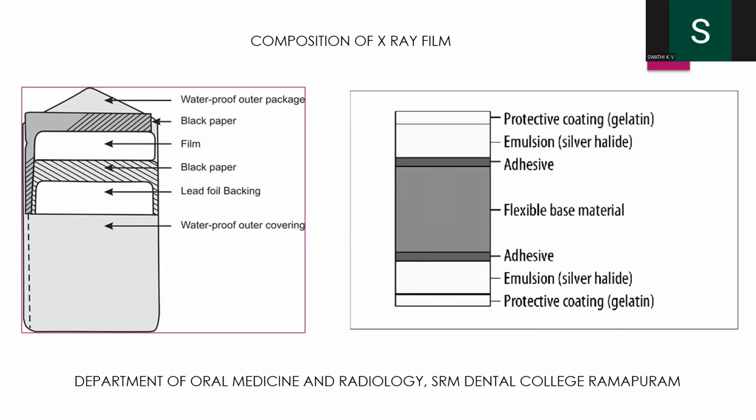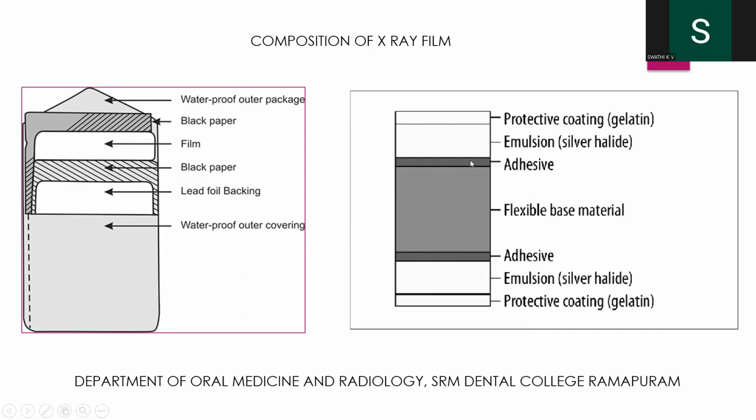So this is a schematic picture to show the composition of X-ray film. As you can see, the X-ray film has a waterproof outer package and contains a black paper. The film is placed inside. And again, the film is encased by black paper on both the outer and inner side. And we have a lead foil backing. The inner side of the film, this is the visual representation.